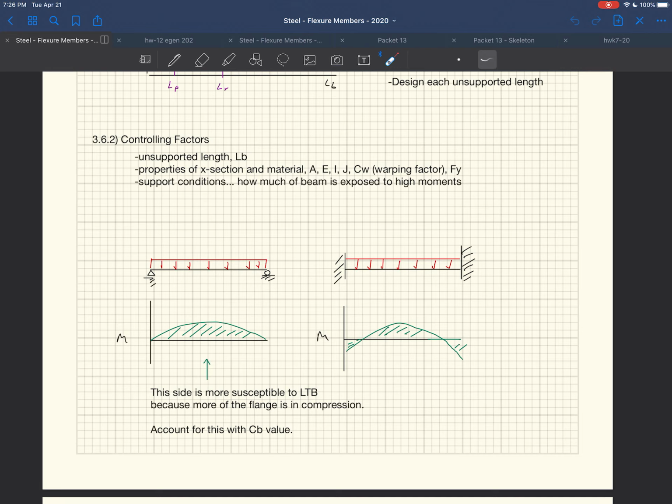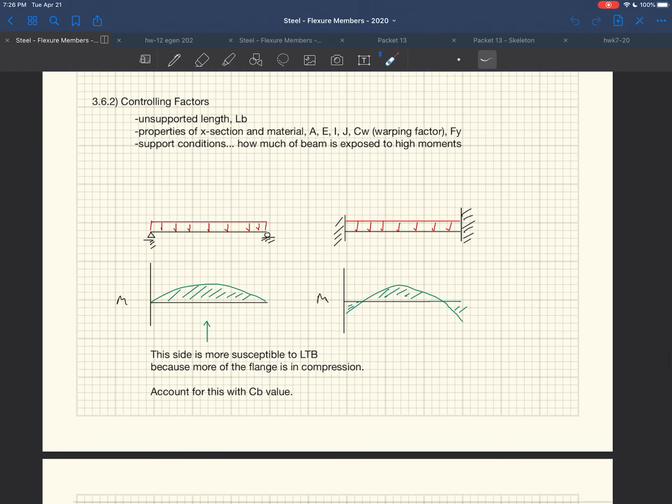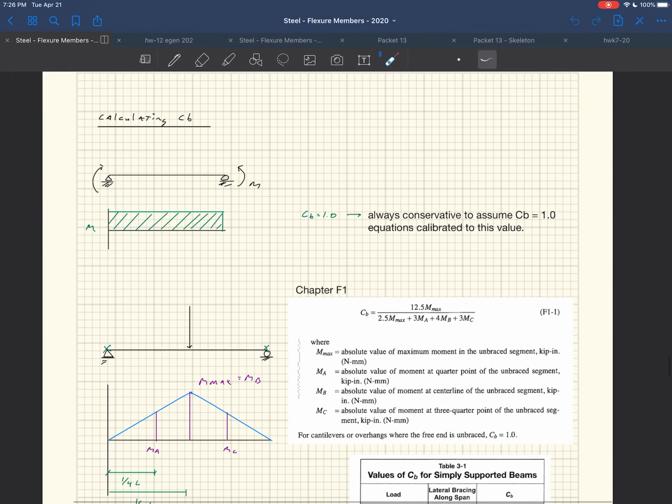Under normal bending conditions, it would be the top flange. This would be a case where this is more severe than this. The one on the left is more severe than the one on the right because in this case the whole top flange is in compression, whereas here only this middle part is in compression. So we need some factor that accounts for that, and that's what the Cb value is in there for.